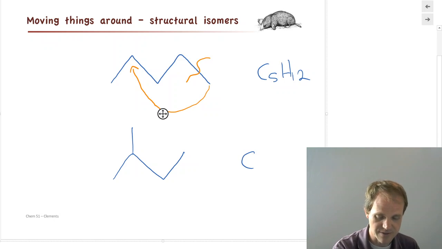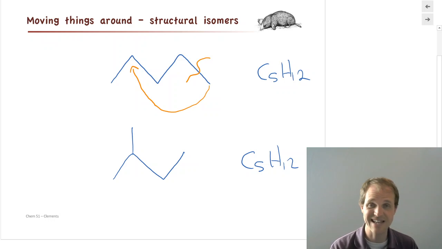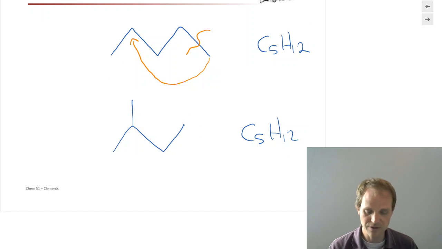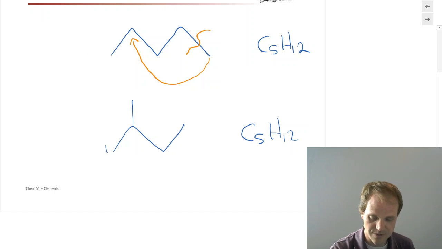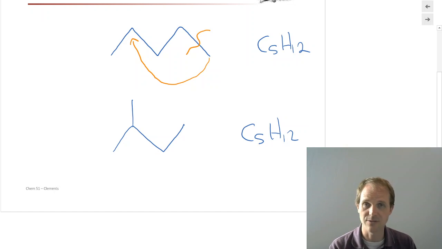This one is also C5H12. It has the exact same chemical formula, but when we look at it, it is a different molecule. Because in this first one, we had a chain of 5 different carbons. And here, the best we can do is 1, 2, 3, 4. No matter how I count it, I can't make a chain bigger than 4 carbons. And so it's a different molecule. Right? This one on the top is actually a pentane molecule. The one on the bottom is going to be 2-methyl butane.